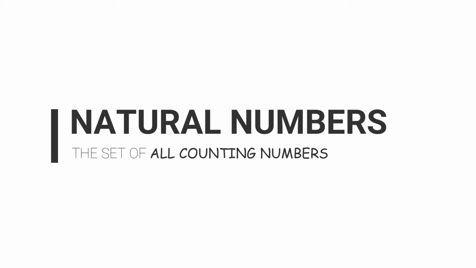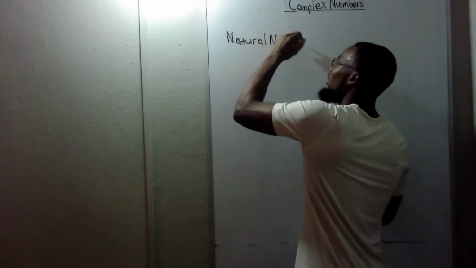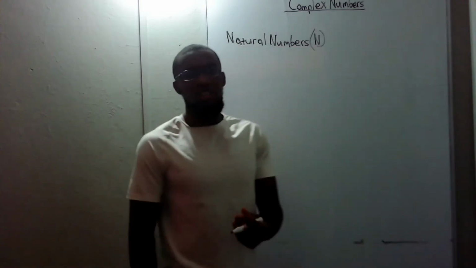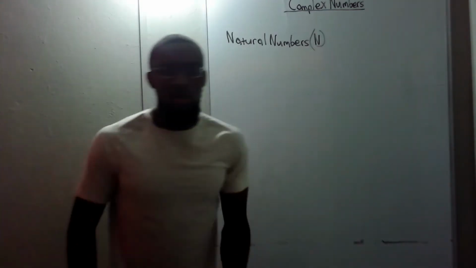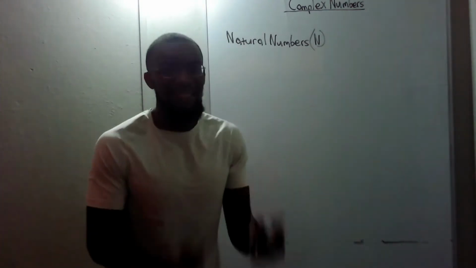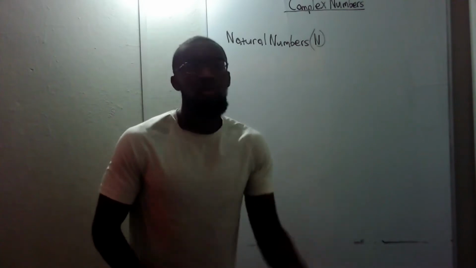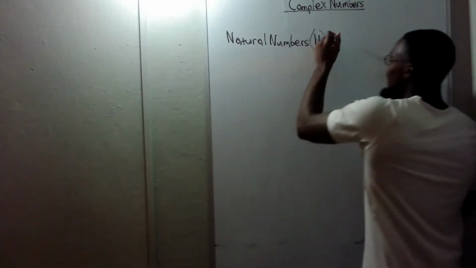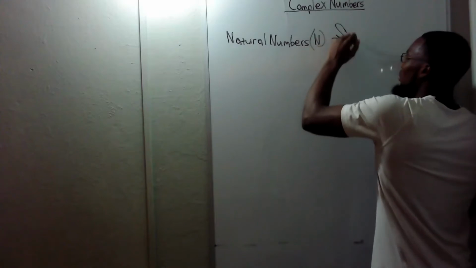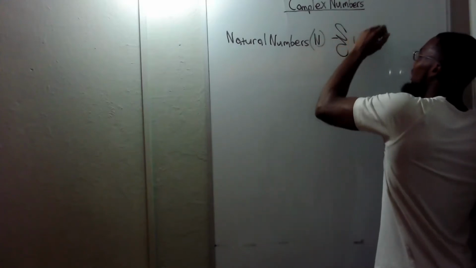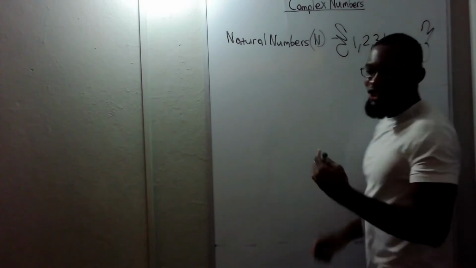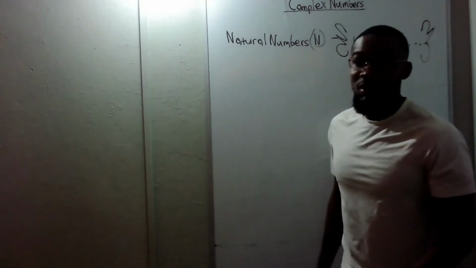The first set of numbers that we learned are natural numbers, denoted by N. Natural numbers are just positive whole numbers, counting numbers: 1, 2, 3, 4, 5, 6, and so on. Natural numbers are just counting numbers.